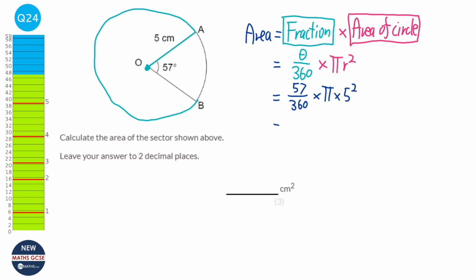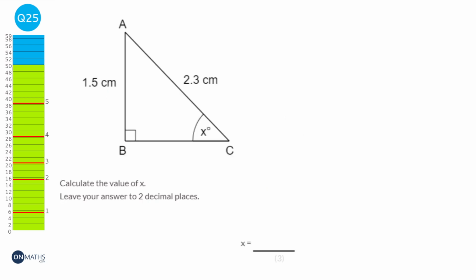Put that into your calculator and you'll get 12.435 blah blah blah. And it says it wants 2 decimal places, so we round that to 12.44 centimeters squared. So we've got a right angle triangle here, and we've got 2 lengths and an angle that are involved in the question. So that means we're going to be using trigonometry.